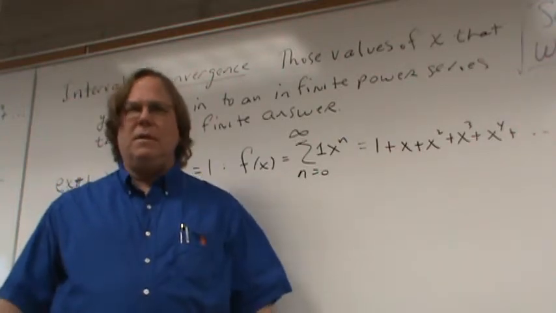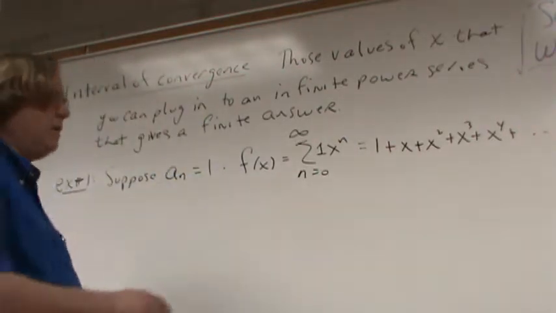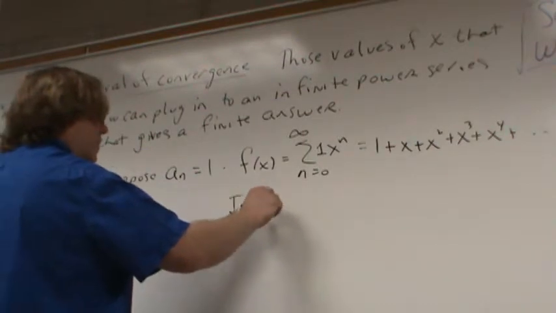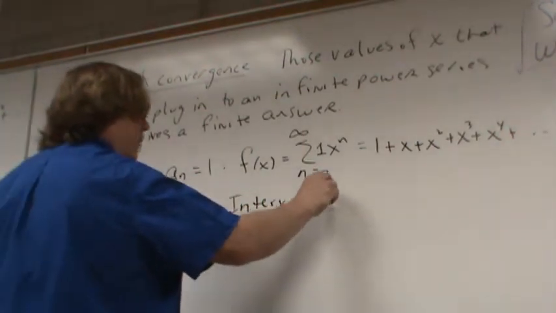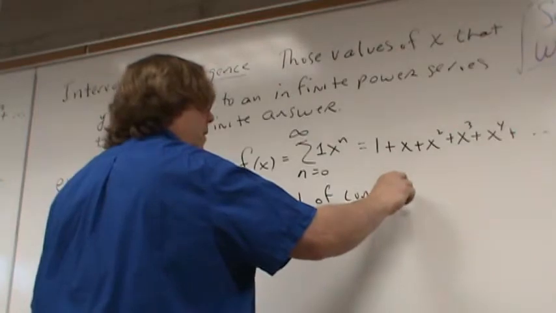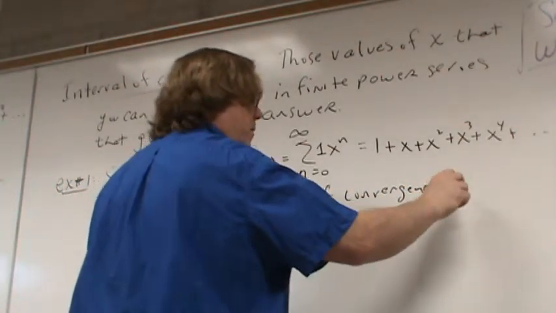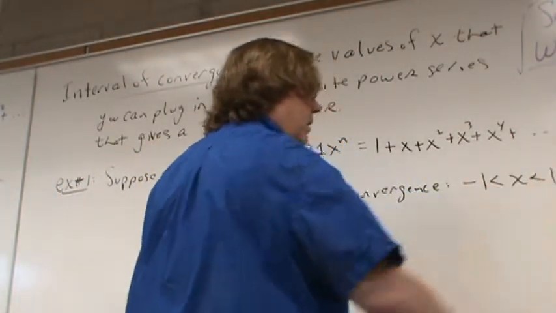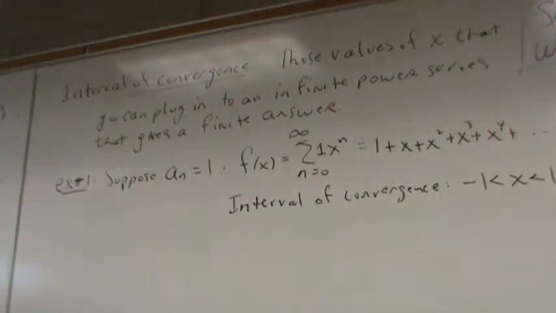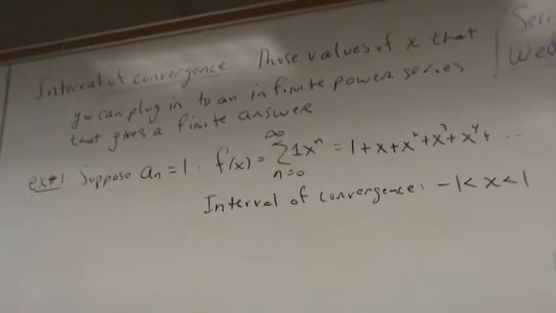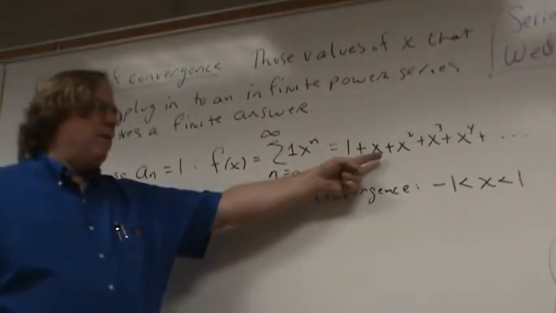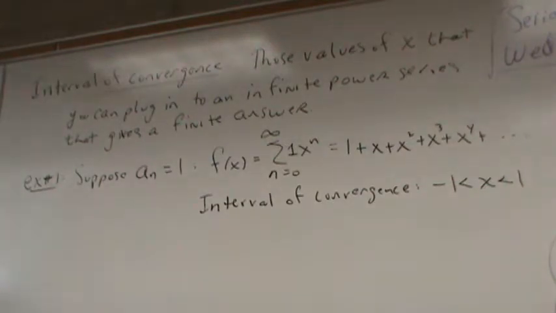Negative 1 to 1, right? That's my interval of convergence. The interval of convergence is going to be negative 1 to 1. And you guys got that just by using your cleverness. You didn't have to use any weird techniques. You just used your cleverness and determined that this power series is going to converge for any value of x I plug in between negative 1 and 1.